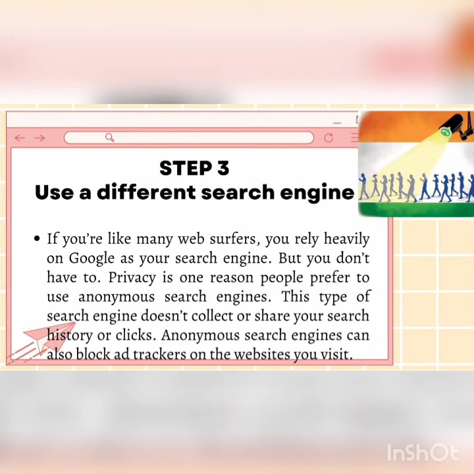Step 3. Use a different search engine. Like many web surfers, you may rely heavily on Google as your search engine, but you don't have to. Privacy is one reason people prefer to use anonymous search engines. This type of search engine doesn't collect or share your search history or clicks. Anonymous search engines can also block ad trackers on the websites you visit.